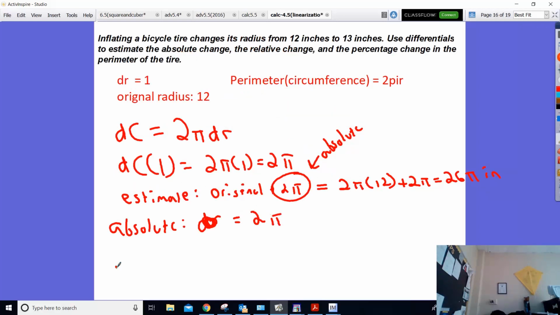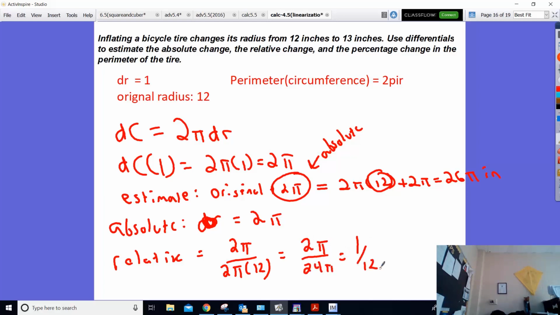Absolute is 2 pi. Relative is this 2 pi. Notice how your formula says over f of x, right? Well, what number did we plug in here? We got to use the same number there. It was f prime of x over f of x. You have to use the same exact number over circumference, which was 2 pi times 12. It does turn out to be 24, Jim. You get 2 pi over 24 pi, which is 1/12.